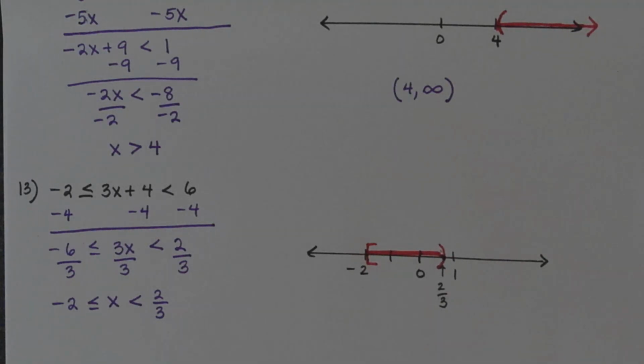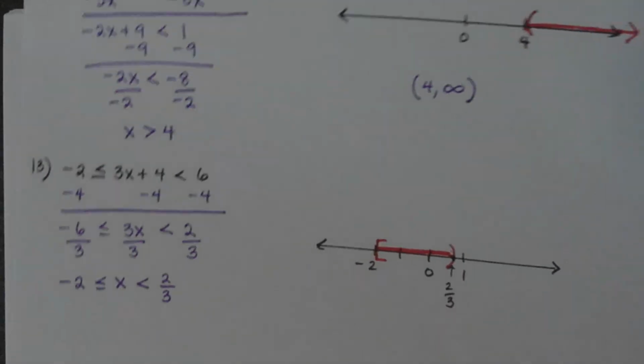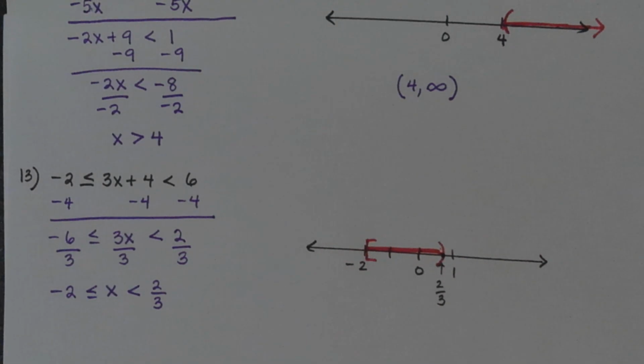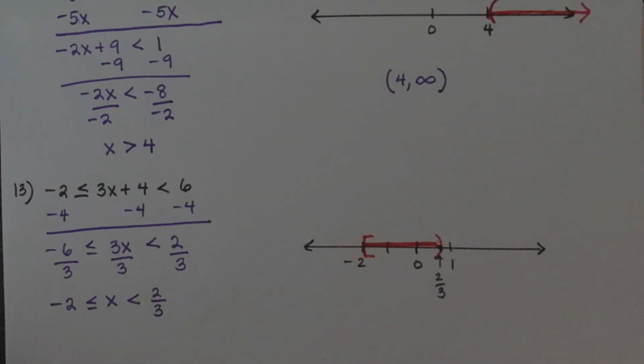All right, problem 14 and 15 are absolute value inequalities. Oh, I'm sorry. Thank you. What would be the interval notation for this? A bracket at negative 2 and 2/3 right parentheses. Thanks for catching that. All right, any other questions?